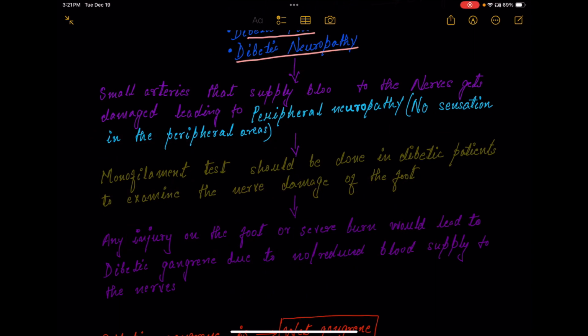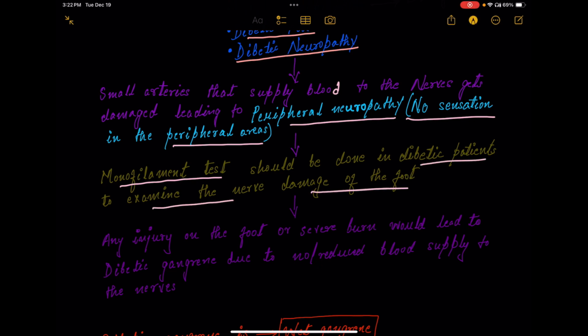So due to the process of glycation, the small arteries that supply blood to the nerves get damaged, leading to peripheral neuropathy, as the nerves are also getting damaged because they are not getting enough food, because the small arteries are getting damaged. So there will be no sensation in the peripheral areas. And in this condition, we should go for a monofilament test in diabetic patients to examine the nerve damage of the foot.